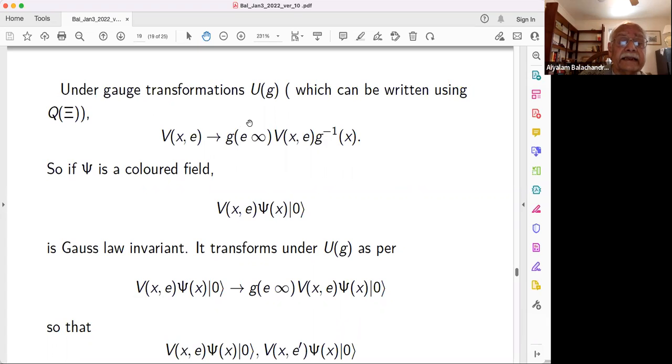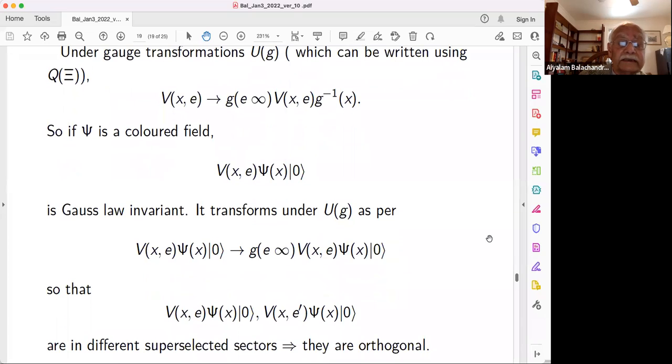So this object here will not commute with the gauge group because of the non-abelian nature of this. So if psi is a colored field, let me look at this. This is Gauss law invariant because, as Dirac himself pointed out, this G inverse is cancelled out by the G from psi. So this is gauge invariant, but under U_G, under a gauge transformation, it transforms with this G here. Since I'm dealing with a non-abelian group, I can look at another gauge transformation which doesn't commute with this.